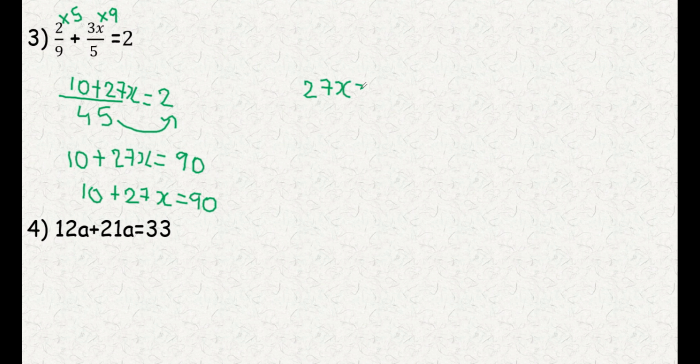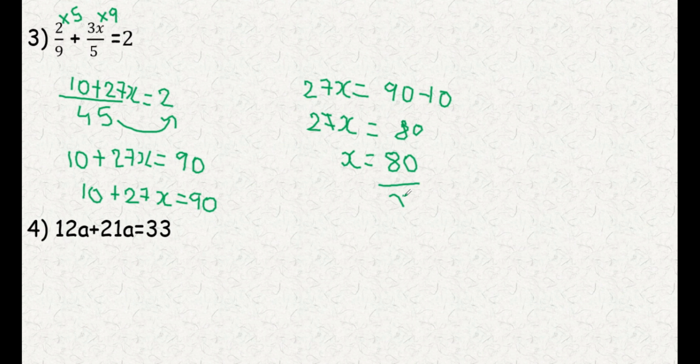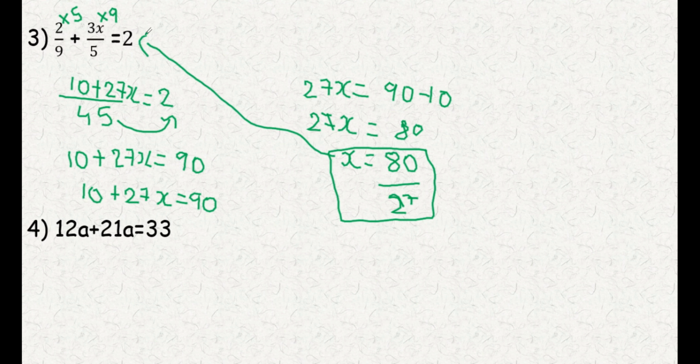27x is equals to 90 minus 10. If 10 goes that side, addition becomes subtraction. 27x is equals to 80. x is equals to 80 by 27. If we substitute this 80 by 27 in this equation, we will get the correct answer. If we want, we can try this.